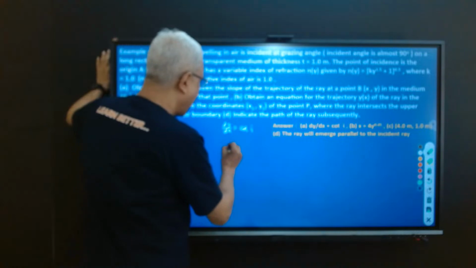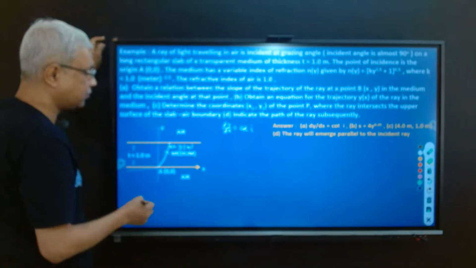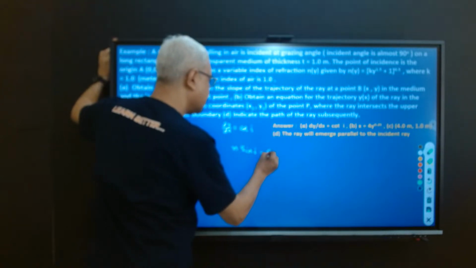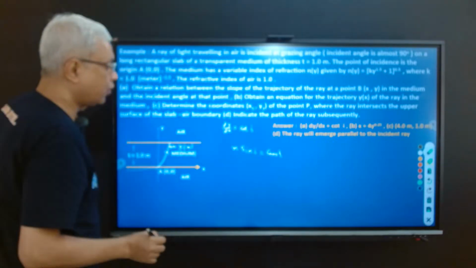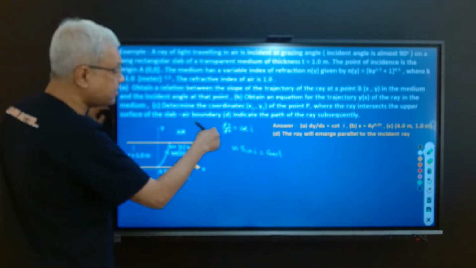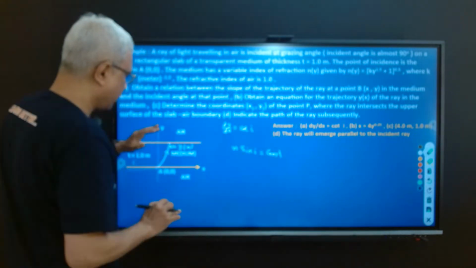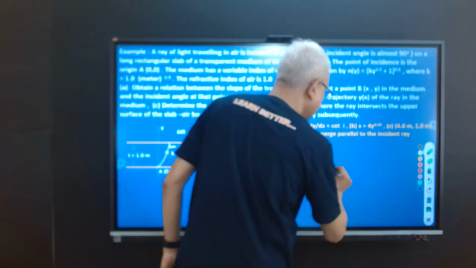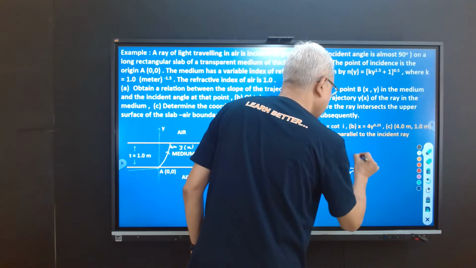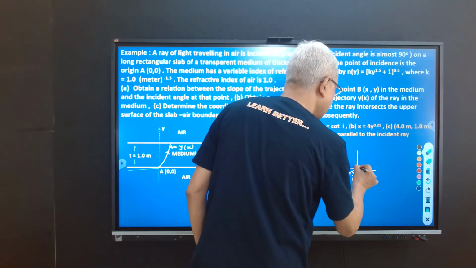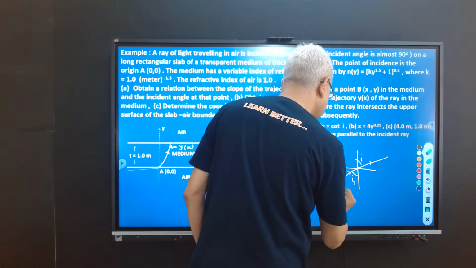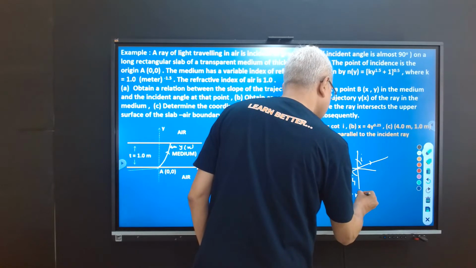Now, Snell's law I can write for this type of situation: n sin I is equal to a constant. So for different layers, n is also a function of y, so n sin I is a constant wherever you apply it. Because if this is n1 and this is n2, and this is I1 and this is I2, then n1 sin I1 is equal to n2 sin I2.